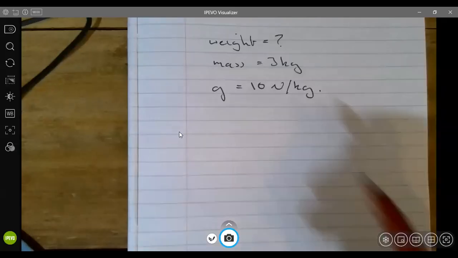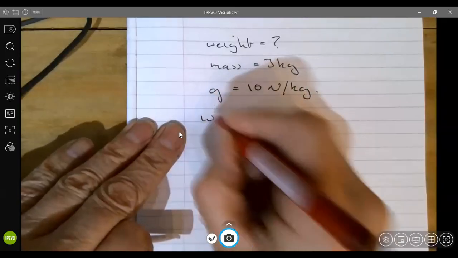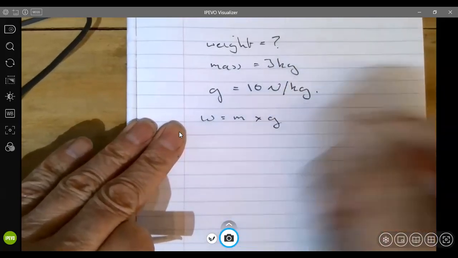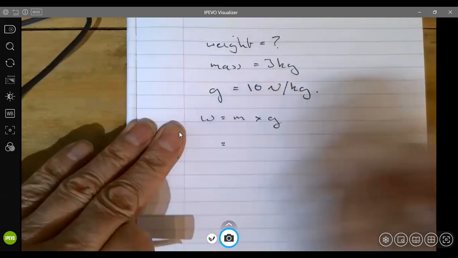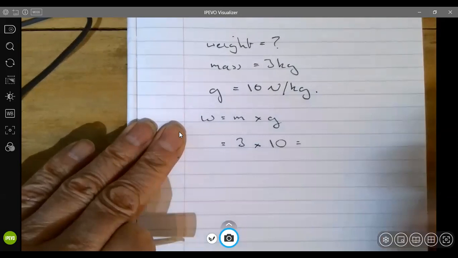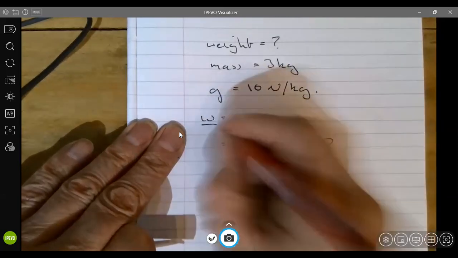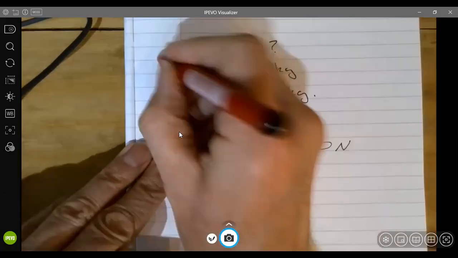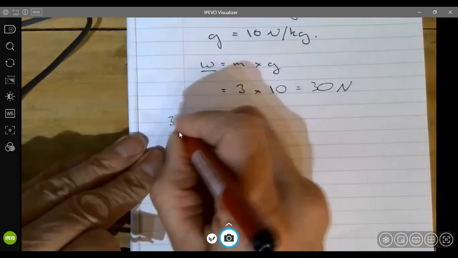Now, what we can now do is write down our formula, which is weight is equal to mass times gravity. We can now insert our numbers. So that's 3 times 10, and that will give me 30. Now, weight is a force, so that's newtons. So that is number 33, I believe. I said we were going to do 38.